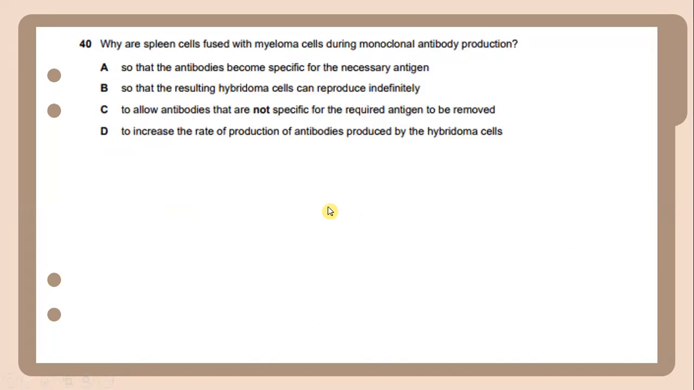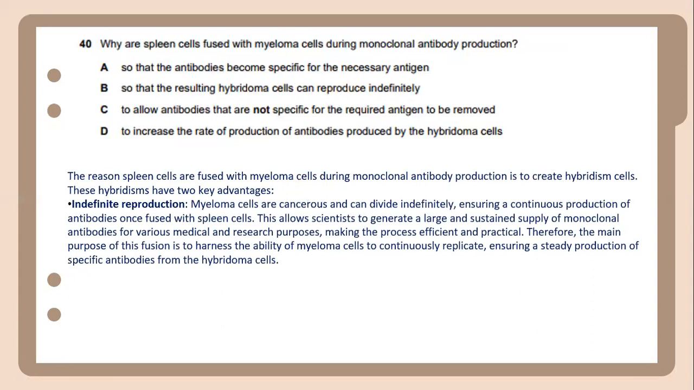And number 40, the last question, why are spleen cells fused with myeloma cells during monoclonal antibody production? The reason spleen cells are fused with myeloma cells during monoclonal antibody production is to create hybridoma cells. These hybridoma cells have two advantages. One is indefinite reproduction. Myeloma cells are senescence-less and can divide indefinitely, which ensures continuous production of antibody once fused with spleen cells.